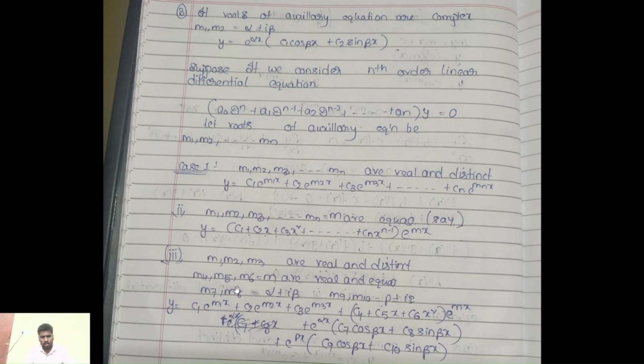So m7, m8 are complex roots. We say that e power alpha x into (c7 cos beta x plus c8 sin beta x). m9, m10 are p plus or minus i q. We say them as e power px into (c9 cos qx plus c10 sin qx).